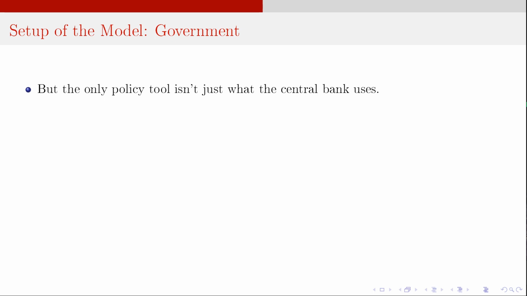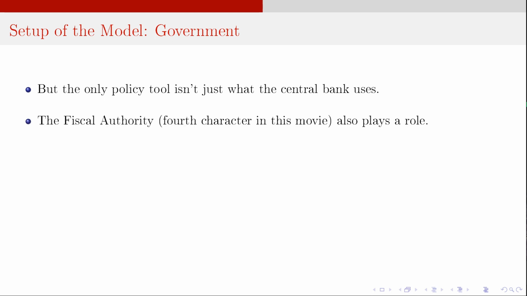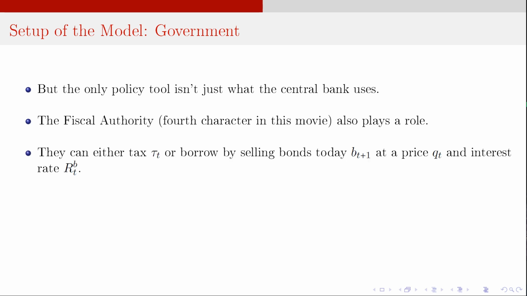So the only policy tool isn't just what the central bank uses, because there's a fourth character in this movie, the fiscal authority, or like the federal government. They can either tax at a rate tau t or borrow by selling bonds today, b sub t plus 1, at a price q t and an interest rate r t superscript b.